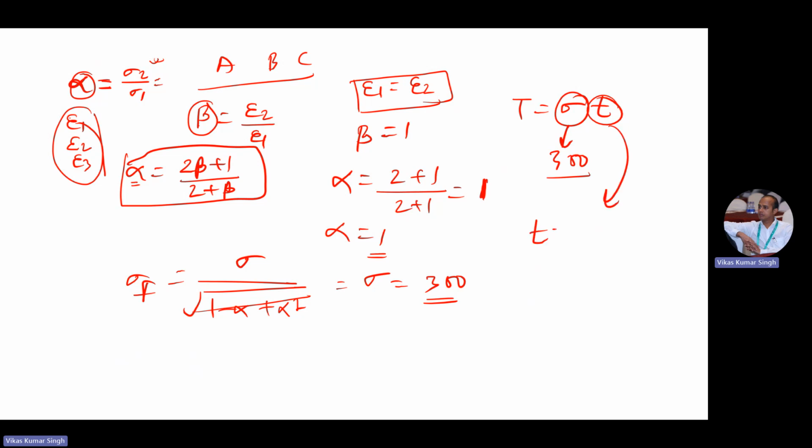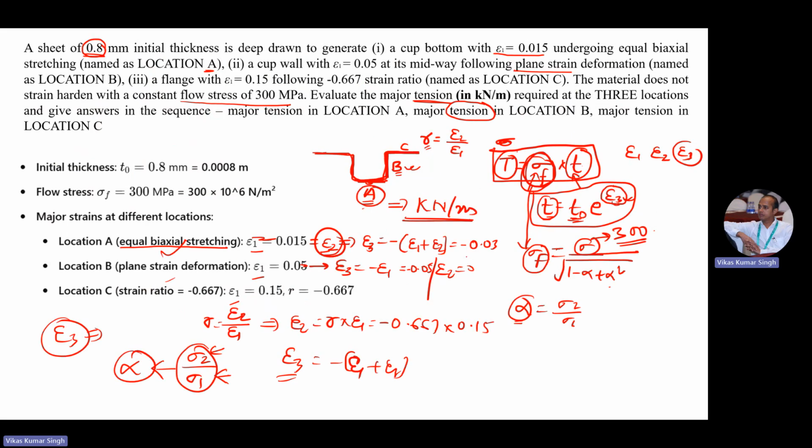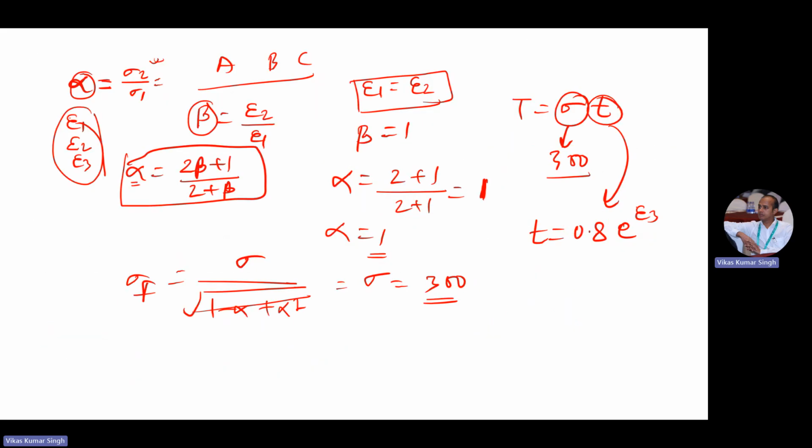So t equal to t naught, which is 0.8 mm, into e to the power epsilon 3. So in the first case, what is epsilon 3? It is minus 0.03. So here we can put 0.8 into e to the power minus 0.03. If we solve this, the t value will come in terms of mm. Once we get this value, we put it here and multiply, and we will get the traction.